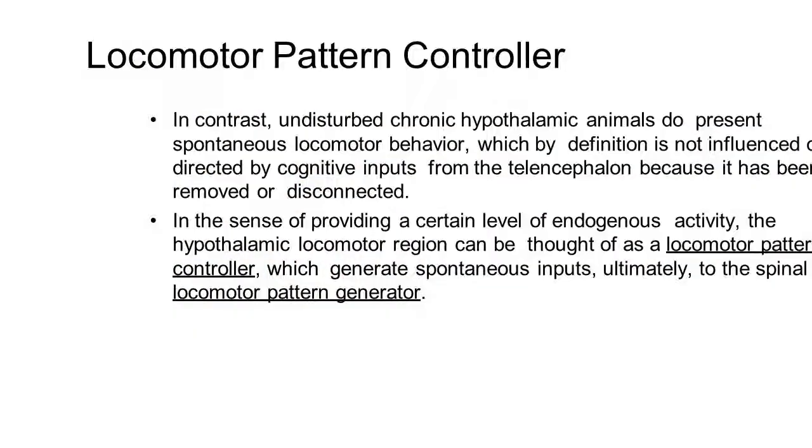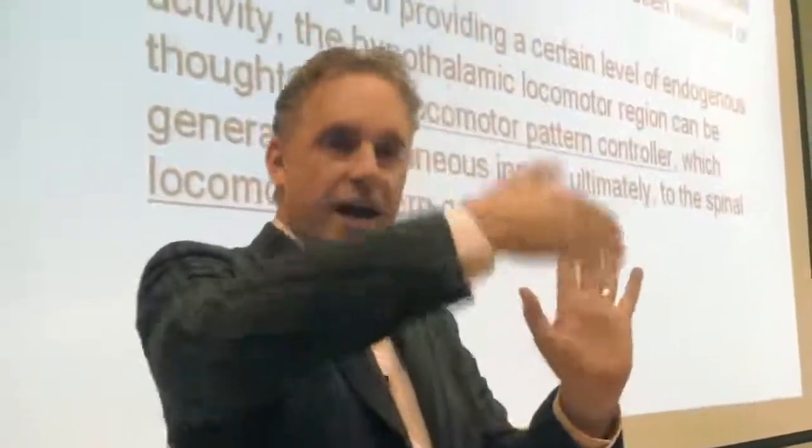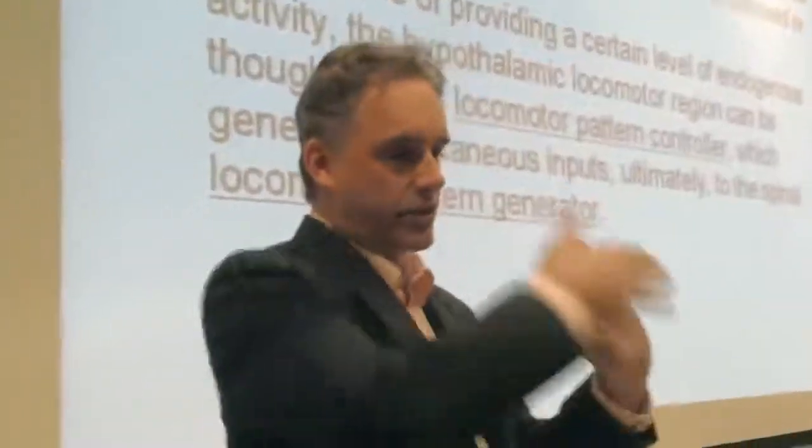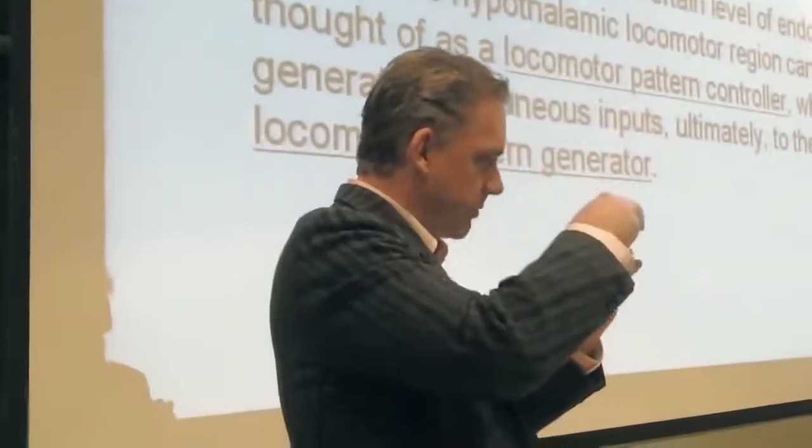Level up, locomotor pattern controller. So it's controlling the locomotor pattern generator. In contrast, undisturbed chronic hypothalamic animals. Okay, so one of the ways people figured out how the brain works was by sectioning animals' nervous systems when they're alive at different levels of complexity. So a spinal animal is one that's basically paralyzed. Its brain is separated from its spinal cord.